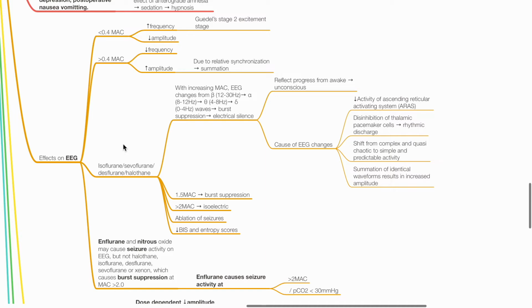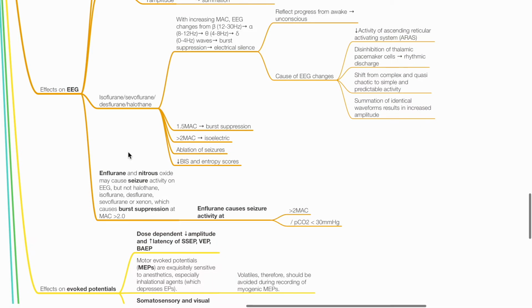Causes of EEG changes includes reduction of activity of ARAS. This inhibition of thalamic pacemaker cells results in rhythmic discharge. Shift from complex and quasi-chaotic to simple and predictable activity, and summation of identical waveforms results in increased amplitude. Burst suppression occurs at 1.5 MAC. Isoelectric line occurs at more than 2 MAC. There is ablation of seizure activity and reduction in BIS and entropy scores.